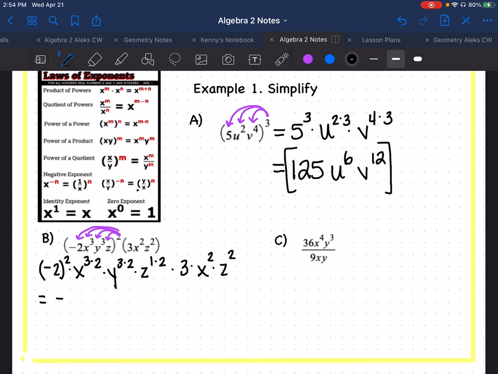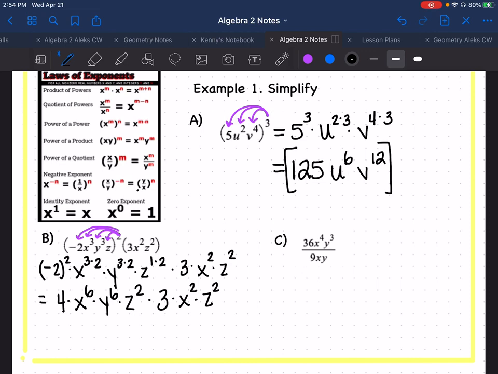Hold on a second. Okay, I made a mistake in my notes. There we go. This is going to be 4. Negative 2 times negative 2 is 4. 3 times 2 is 6. 3 times 2 is 6. 1 times 2 is 2. And I'm just going to copy.